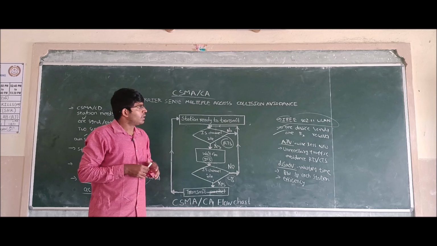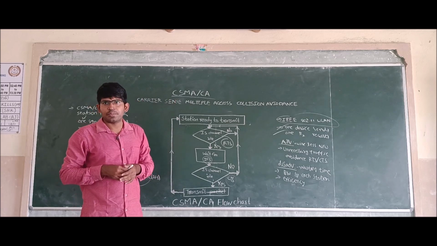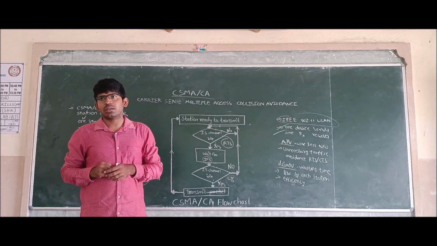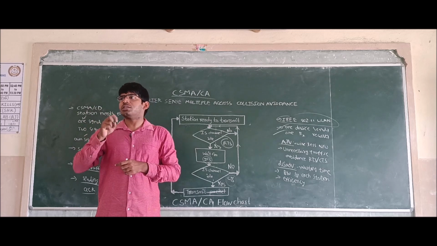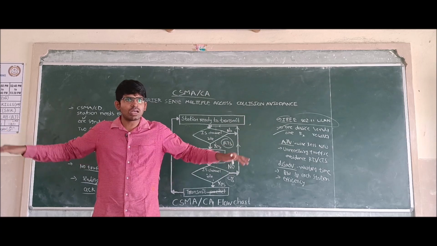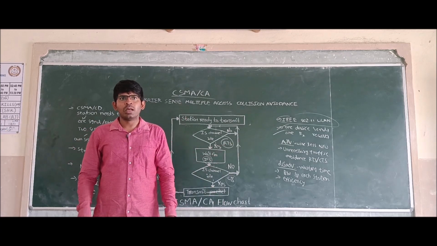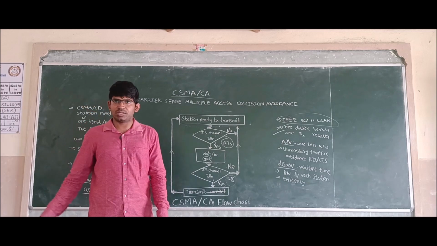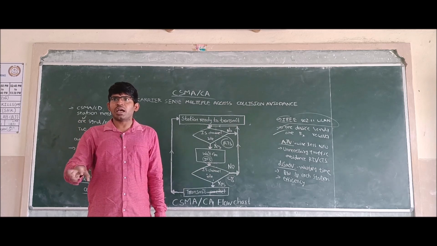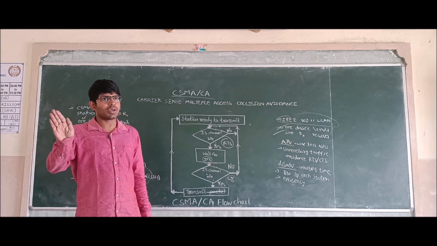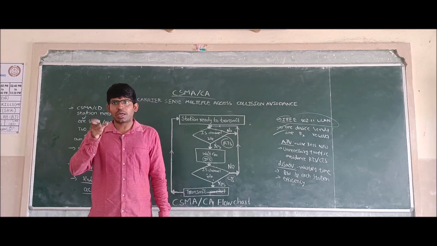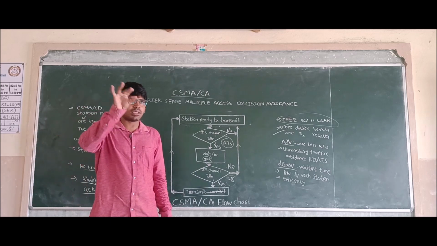Now tell me, here in the CSMA CA, are we trying to avoid the collision or detect the collision? Avoid the collision. How are we trying to avoid the collision? When all stations are ready to send the data, we are not giving permission to all stations. We are giving permission to one station. When that station says, I am ready to send the data, we say, okay, we will check. We will check the channel by using the interframe space time.